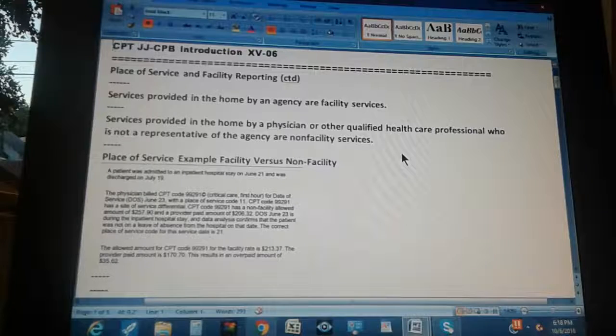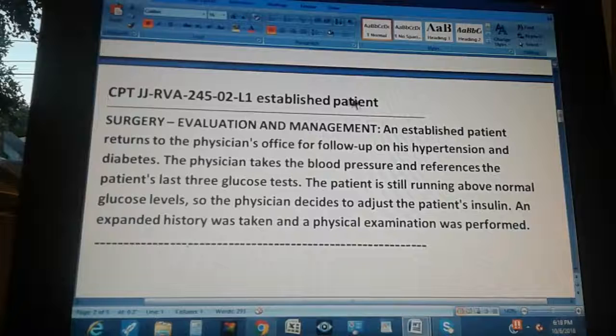Now let's do a problem. So ready, set, go. Okay? The problem is CPT, page 245, exercise 2. And this is a level 1 exercise. And it reads like this. The title is Established Patient. And the text reads like this.